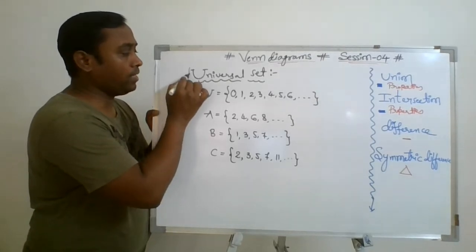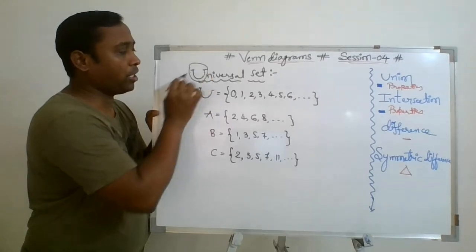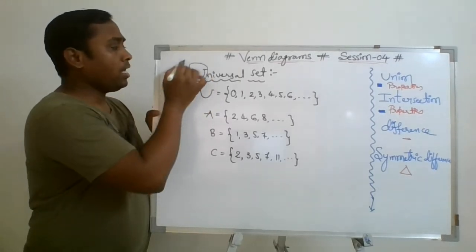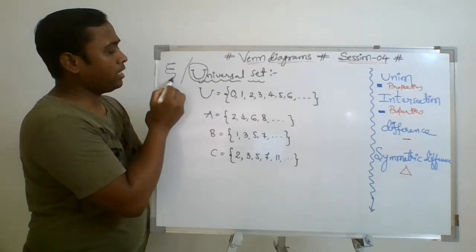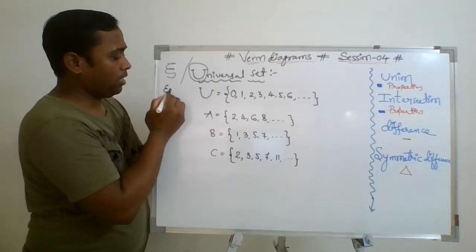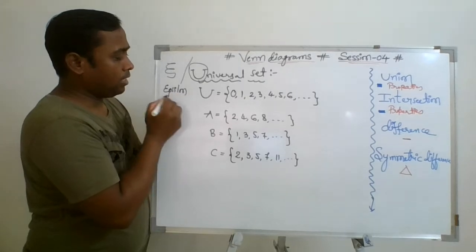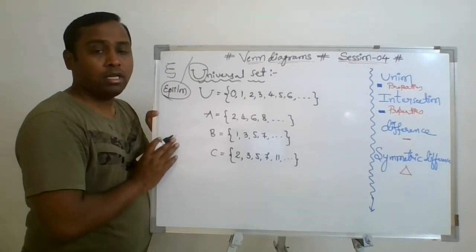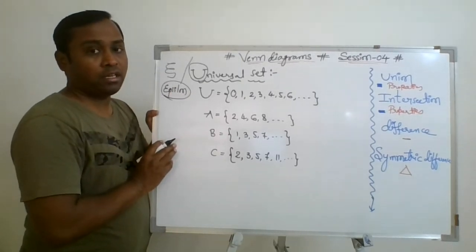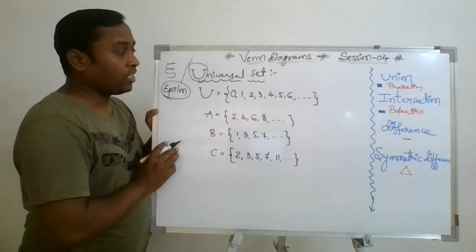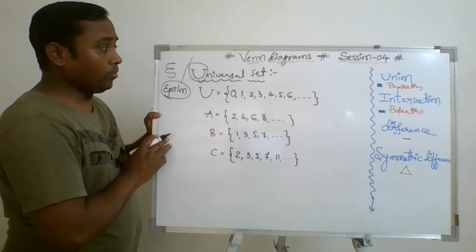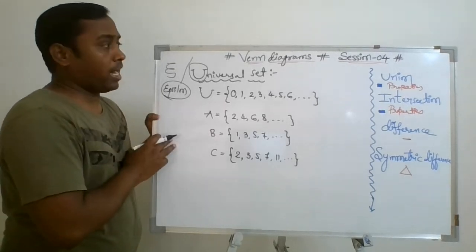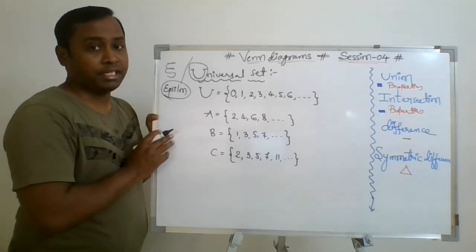The universal set is basically denoted by capital U. And there is another symbol to represent the universal set, that is epsilon. See, epsilon, right? Again, it's a Greek symbol which is used to represent the universal set. Now, with the help of this definition, we are going to describe the Venn diagrams in detail.